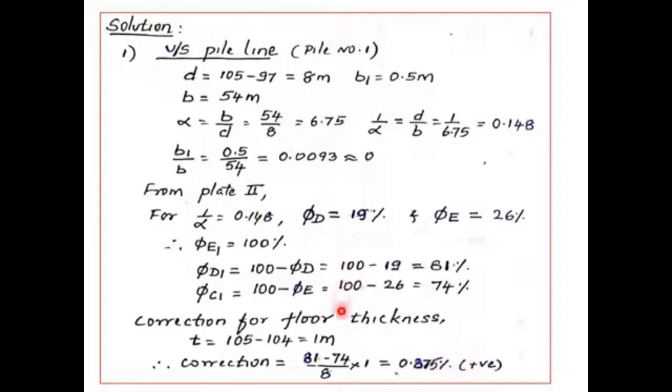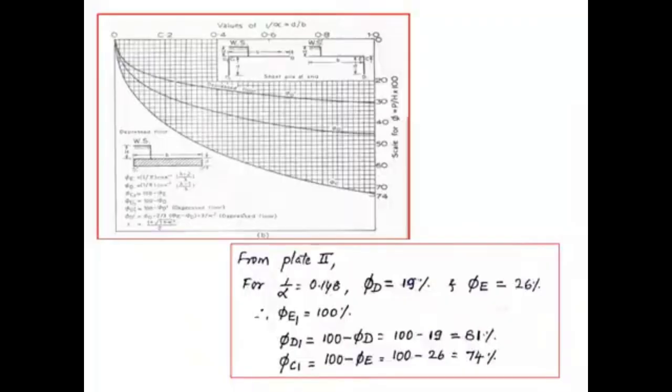So therefore, in the direction of the flow, at the top of the floor it is less, but at the bottom of the floor, in the direction of the flow, it is more. So that's the reason why the correction is positive. Therefore 0.875 should be added to 274 to get the corrected pressure.